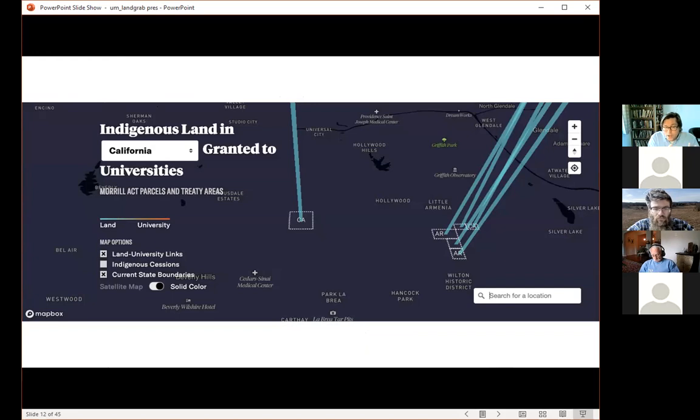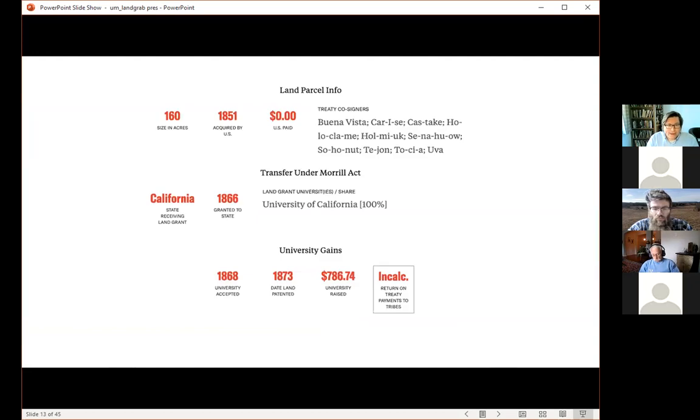Now, essentially what Cody and Jeff have done here is create pages for each one of these land parcels. That's nearly 80,000 individual pages on the site. So you can get an incredible amount of information, acre by acre, state by state, university by university. So when you zoom in on a parcel in California, you can click and go to the parcel page. Now on there, you can see treaty co-signers, when it was acquired by the United States, the gains associated with it.